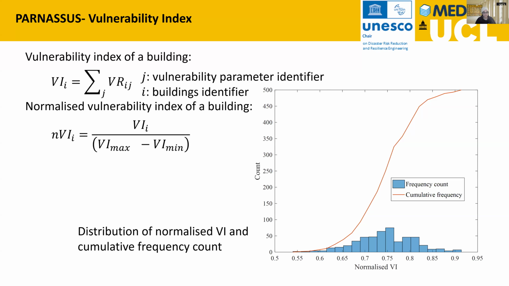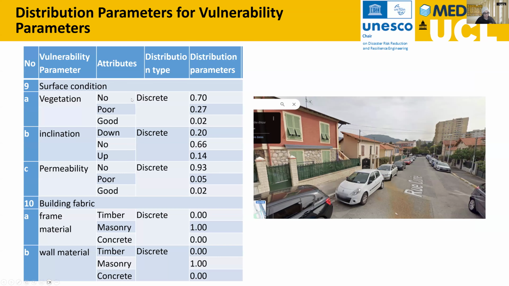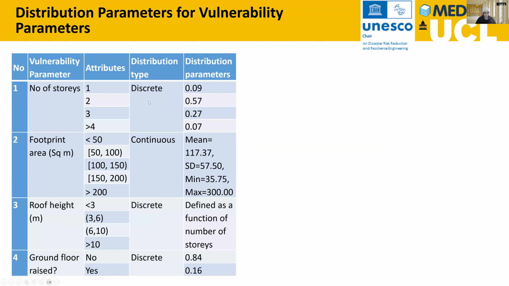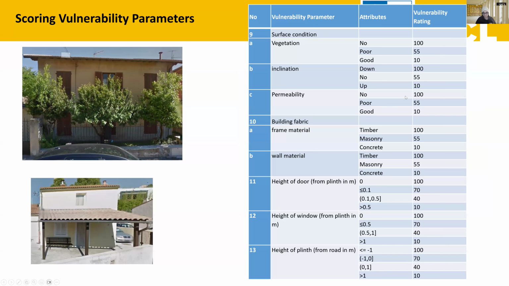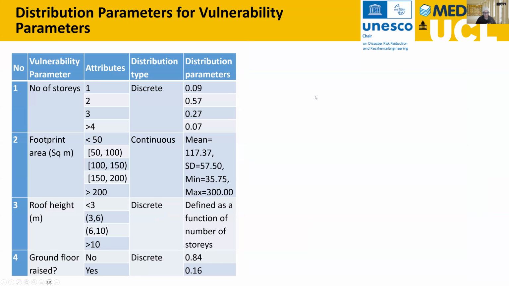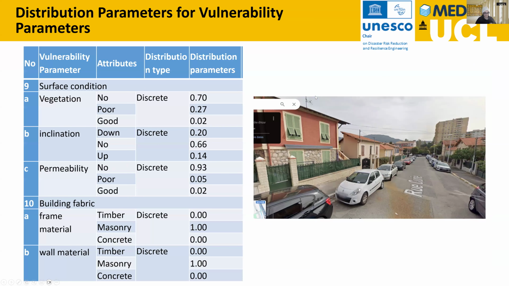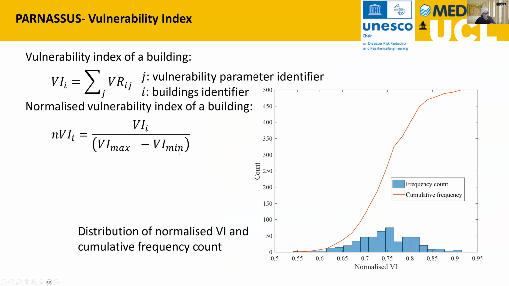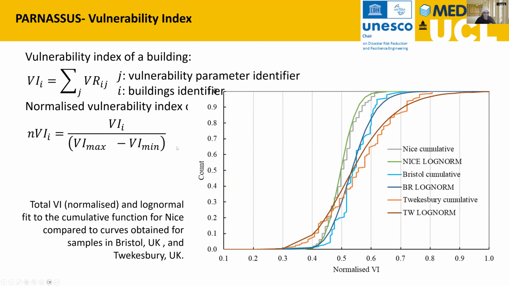And each of these buildings will have a vulnerability index, which is nothing but the sum of all the vulnerability ratings of individual parameters. Like you can see in this table, each of the attributes has a certain vulnerability rating. So summation of all the ratings will give us the vulnerability index. We can then use the cumulative function to compare with available such functions for different localities.